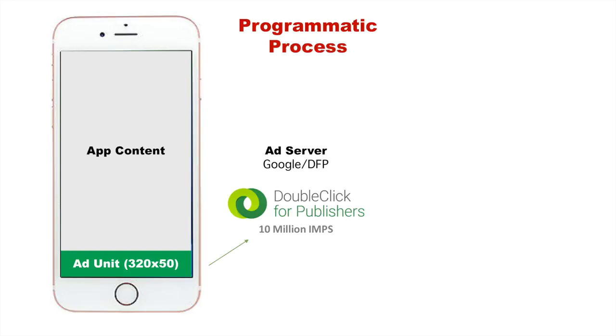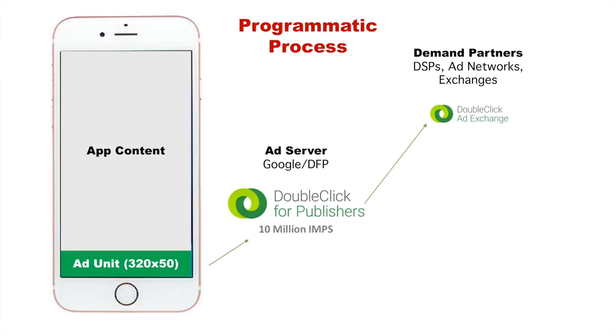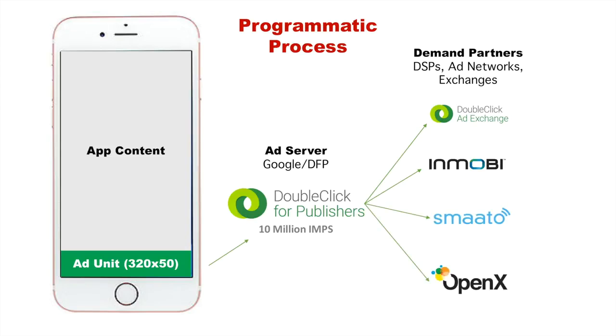So now compare this to the programmatic process. I've got my app and I've still got my 10 million impressions and I still use DoubleClick as my ad server. But instead of going direct to advertisers, I'm partnered with a DSP, ad networks, exchanges, and you can have multiple partnerships at any one given time. So I'm going to come up with multiple partnerships, and I'm going to work with Google's AdX, and I'm also going to work with InMobi and Samato and OpenX.